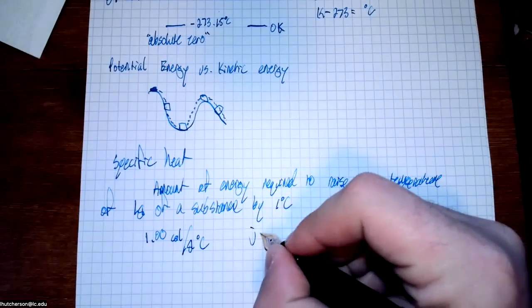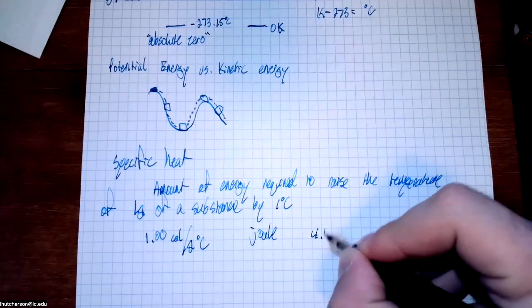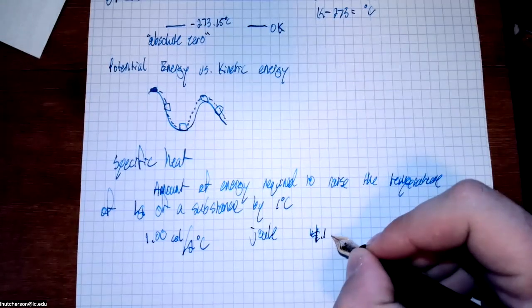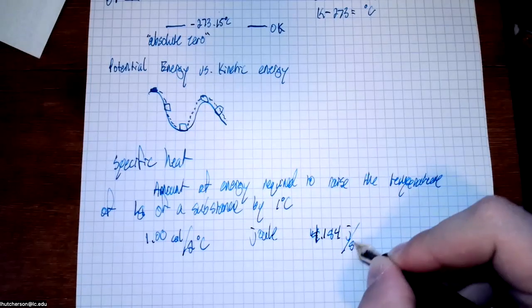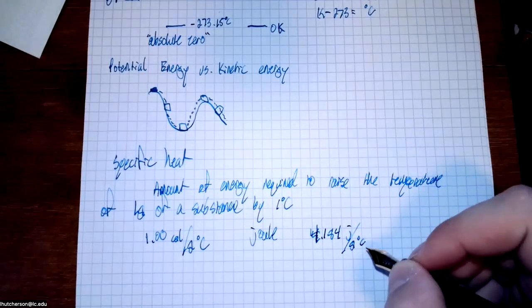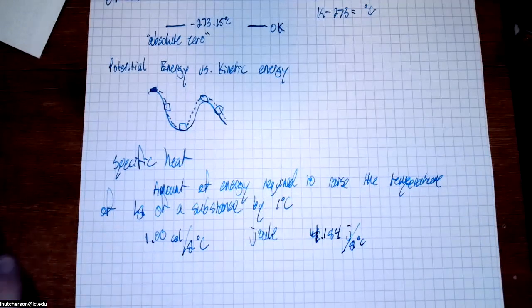That is the joule. Specific heat of water is 4.184 joules per gram degree Celsius. All right, so that's specific heat, and that gets us to the end of section 1.5.